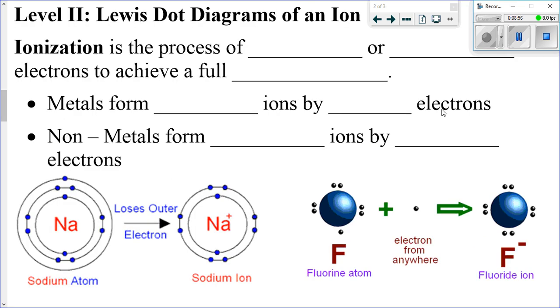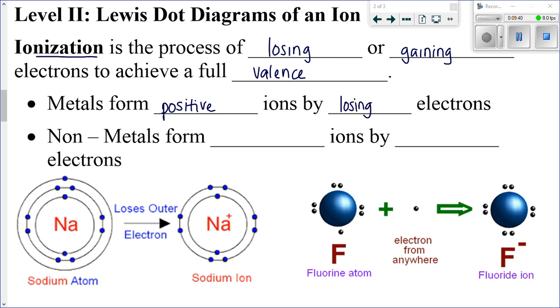Now we're going to start taking a look at Lewis dot diagrams of ions. So again, to recap, the process of ionization is the process of losing or gaining electrons to achieve a full valence. Remember, atoms are unhappy when their valence is not complete. Metals form a positive ion or a cation by losing electrons.